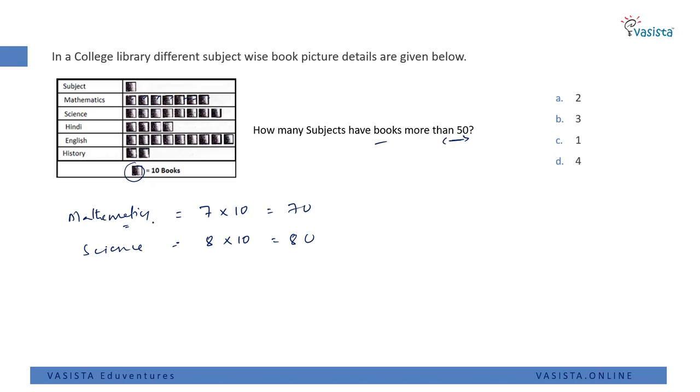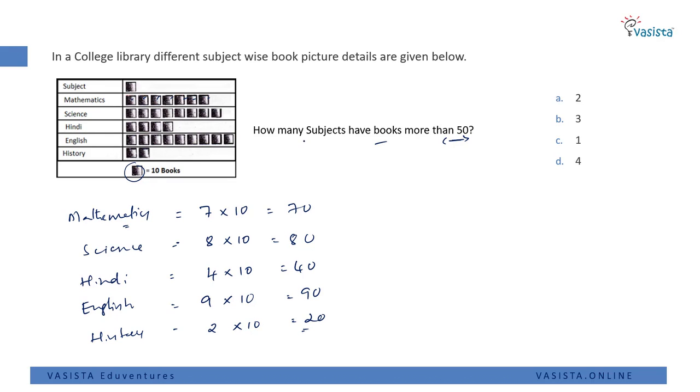Then Hindi, how many are there? 4 into 10, which is going to be 40. Right, English, that is 8 plus 1, 9. English, which is going to be 9 into 10, 90. Right, history, only 2 are there, 2 into 10, that is 20.